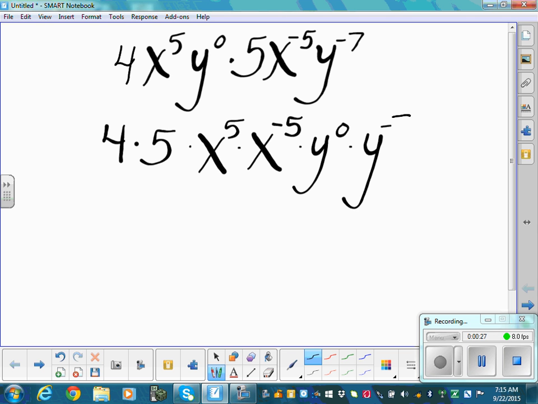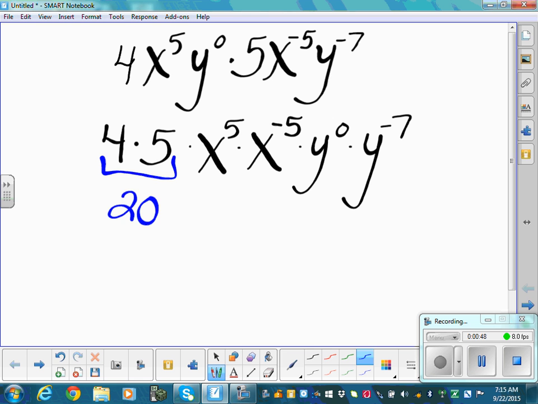Now, I'll make a suggestion. On the test, it doesn't take you that much extra time to just reorder it, and then you have them right next to each other, and you're less likely to make errors. A lot of you know what you're doing, but when you start looking around, you'll add something wrong. When you put it in the correct order, where you have the like bases by each other, it makes less errors. 4 times 5, 20. Make sure you multiply those.